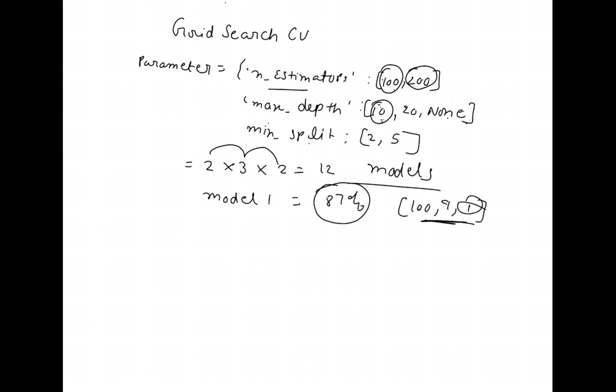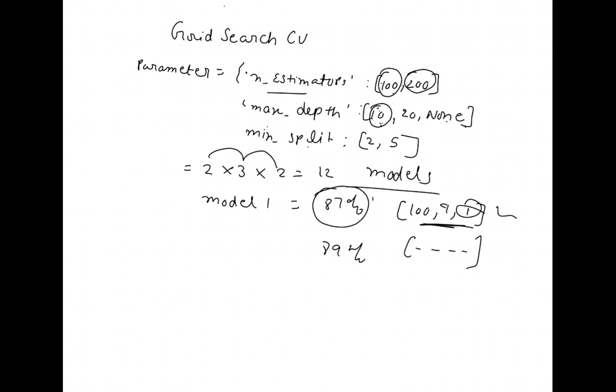And then again it will give 89%, and there will be different parameters. So we will compare these 12 different models, and the model with the highest accuracy and these parameters is known as the best parameter. And then we will fit the model and use it with these parameters for our deployment. This is the purpose of hypertuning. GridSearchCV, this is how it works. I hope it makes sense to you.